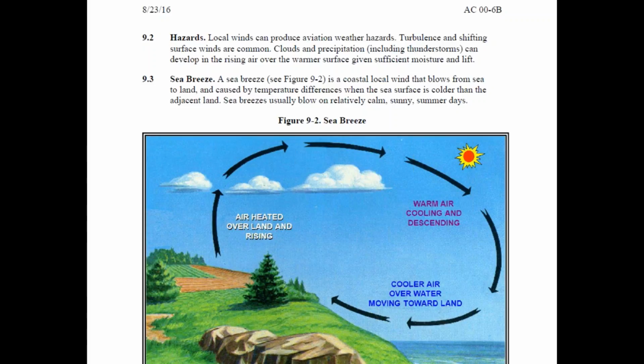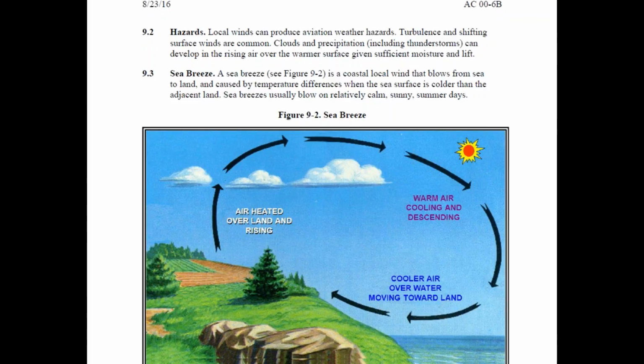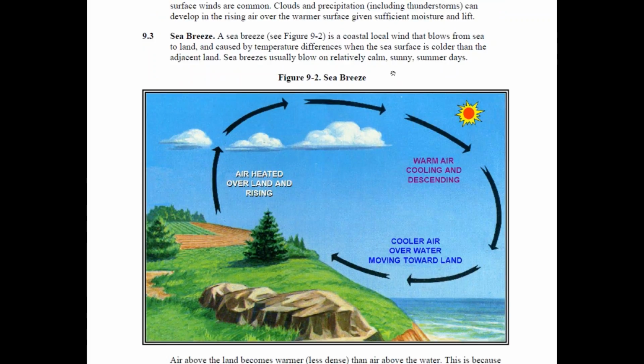Sea breeze. A sea breeze is a coastal local wind that blows from the sea to the land, caused by temperature differences when the sea surface is colder than the adjacent land. Sea breezes usually blow on relatively calm, sunny summer days.